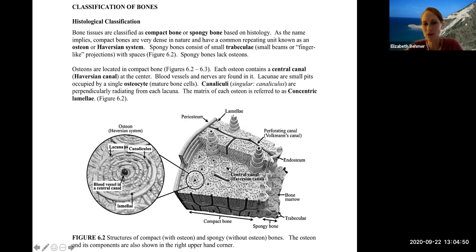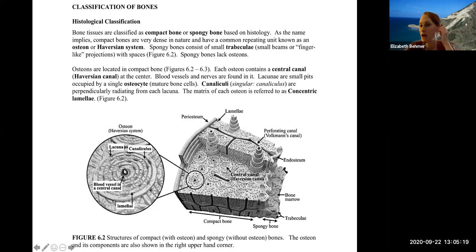But the model you have shown here is similar to the one we would have in lab to look at. And it's showing compact bone, and we zoom in on one osteon, which is one unit of compact bone. It has these rings around a central canal or Haversian canal. So here's the central canal. The central canal contains all the blood vessels and nerves that run through the osteon.